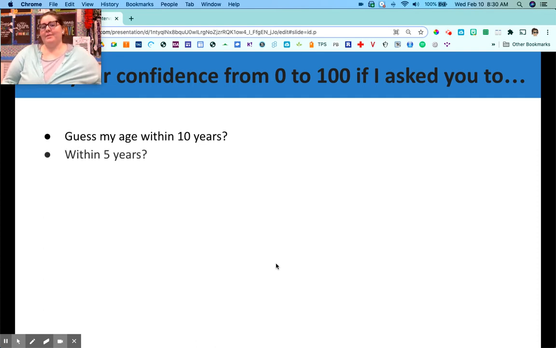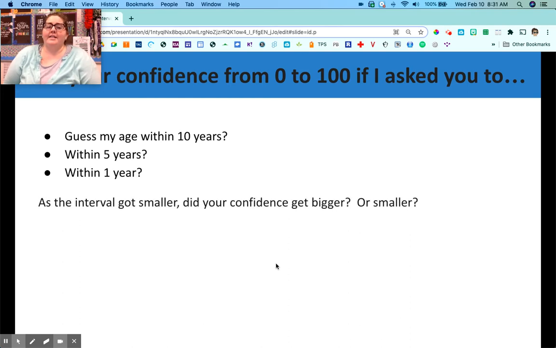But then if I ask you to guess my age within 5 years, now my margin of error has decreased. To win a prize, you have to get closer to my actual age. You're probably a little less confident. And then if I asked you to guess my age within 1 year, I've made the margin of error even smaller. In order for you to win a prize, you have to get it within that small margin of error. You're probably even less confident. And then if I said it's within 6 months, within 3 months, within 1 month. So the smaller my interval gets, the less confident you are that you're able to estimate within that margin of error. So as the interval got smaller, your confidence probably got smaller.